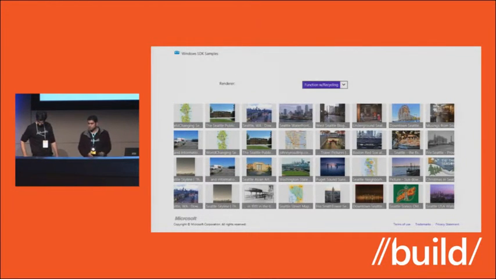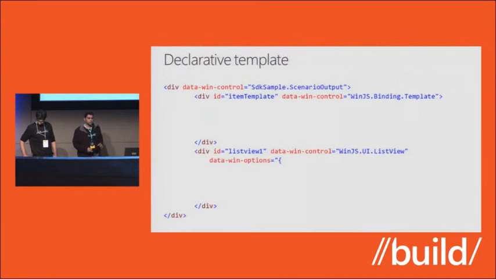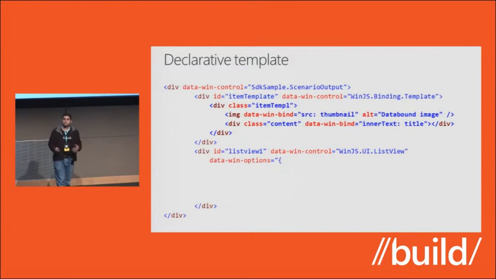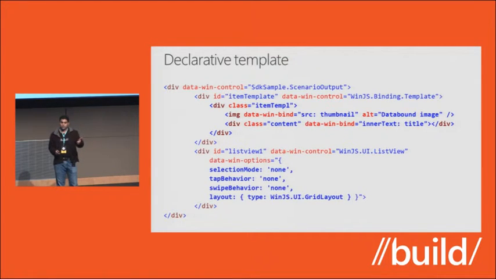I want to switch back. So let's look at the relevant code here. In XAML, here's how I define the declarative template. So this is a compile time definition. I'm essentially saying that each item in my list has a thumbnail and has content, which is the title.